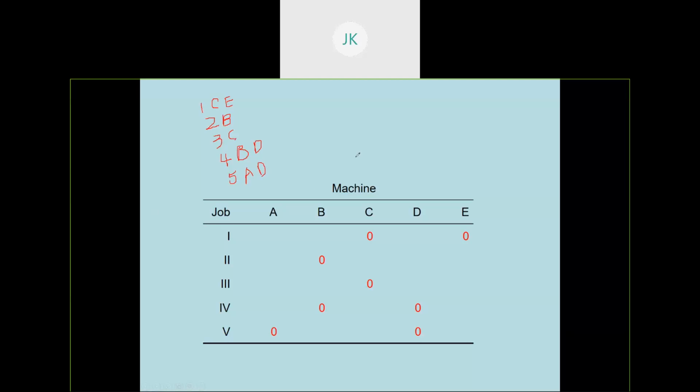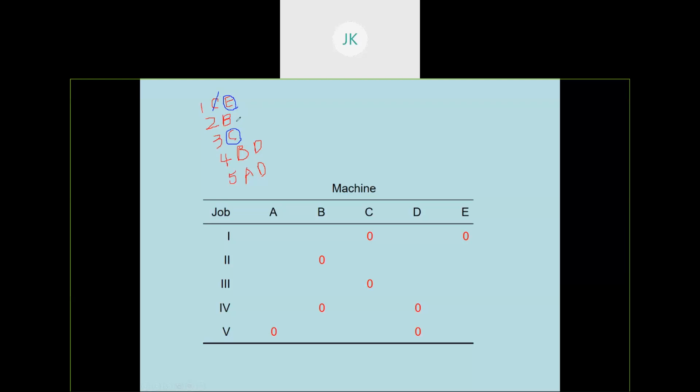Okay, assignment method, match one to one. When you assign, if there is only one available, assign that first. Here, C is the only one available for job 3, so this one is not available. Now this becomes only one, so assign E.